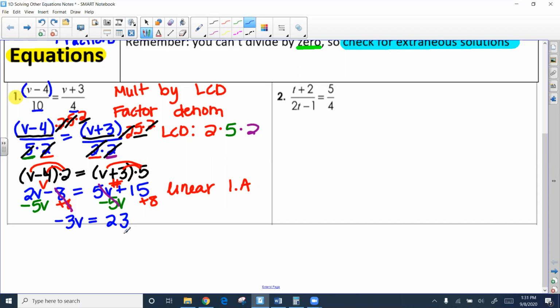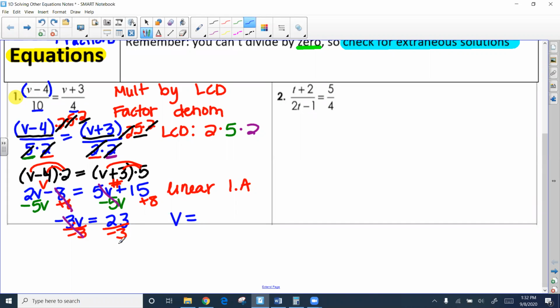And then lastly, remember, we're still trying to isolate the v. So to isolate the v here, I've got to get rid of the negative 3 that's multiplied by the v. So I divide by negative 3. So the negative 3's divide out, and that gives me a 1v. I don't really have to write the 1 though. So just v equals. Now on the right side, I have 23 divided by negative 3.